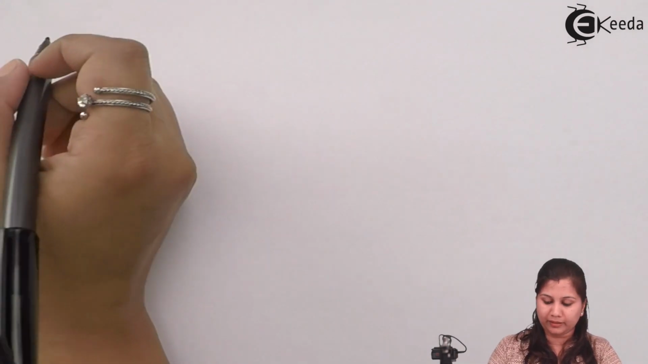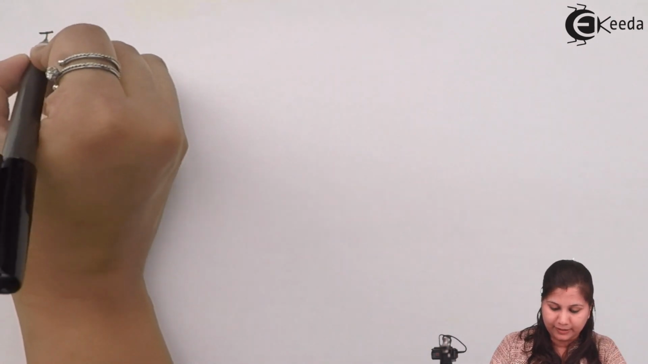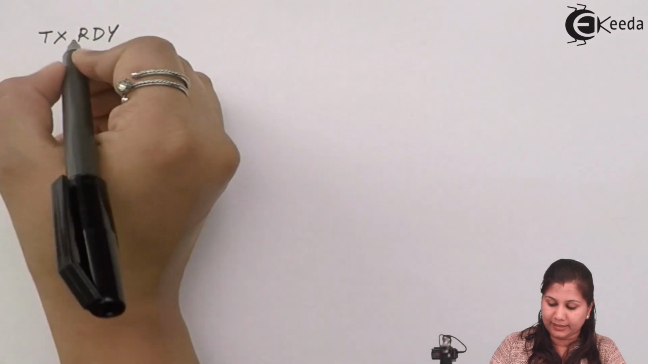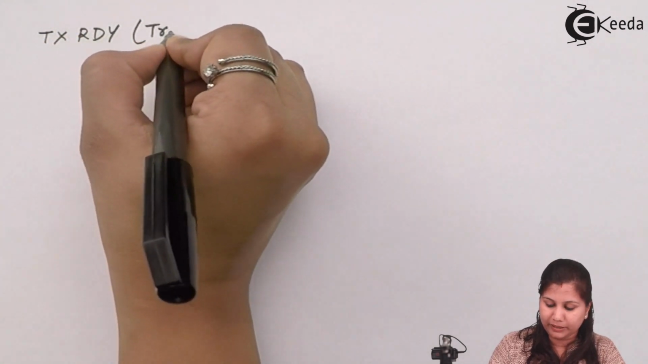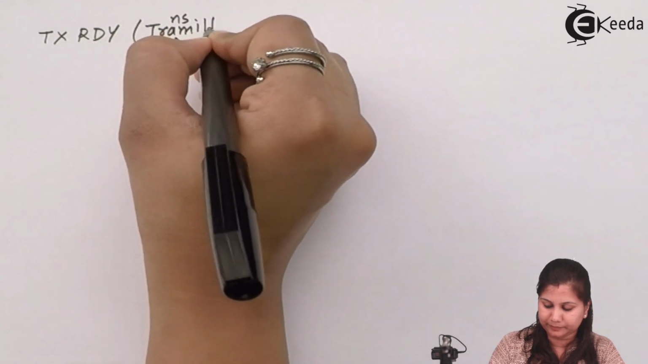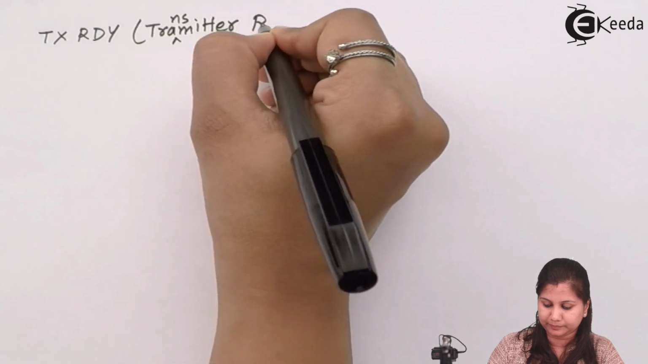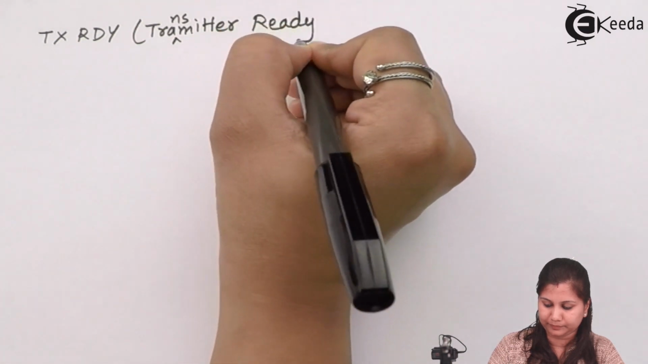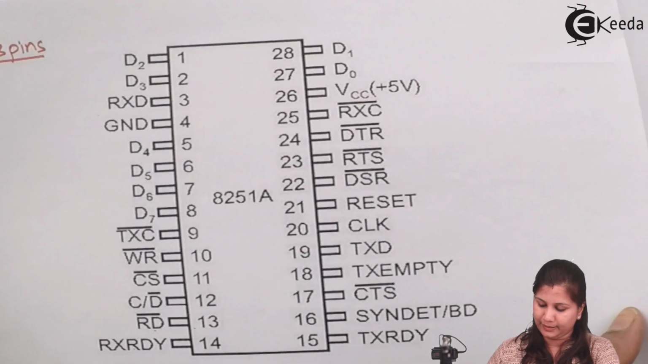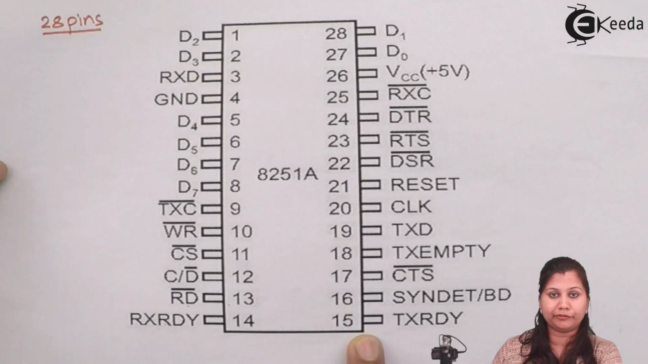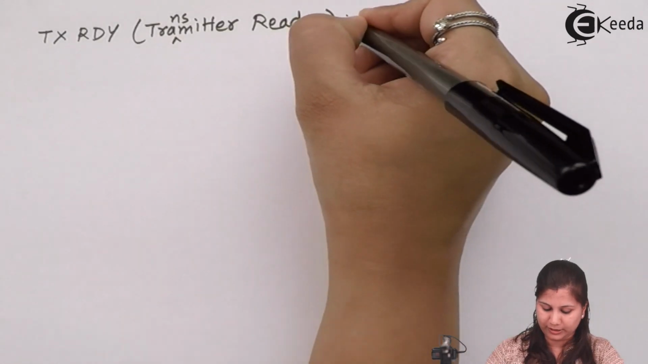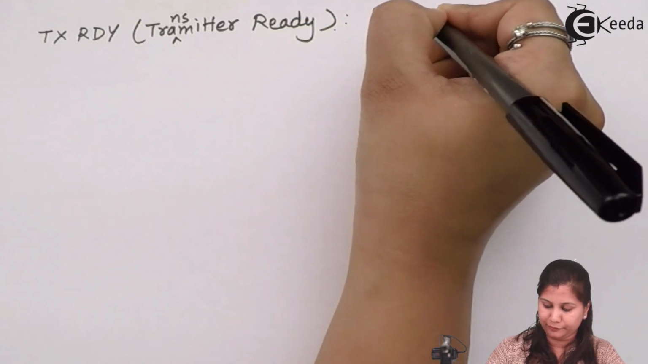Next transmitter pin we have is TXRDY. This is for transmitter ready. Okay, and this is available at pin number 15. You can see here we have TX ready. So this is at pin number 15.